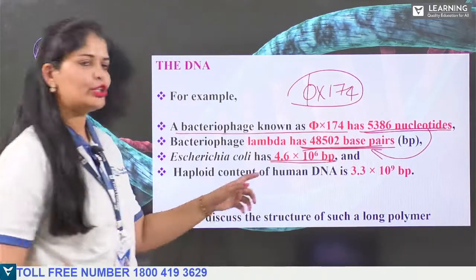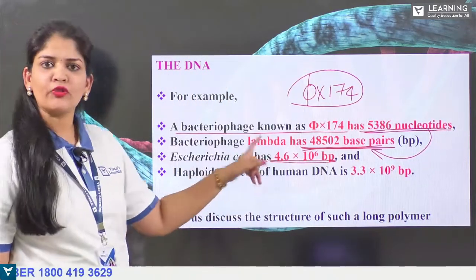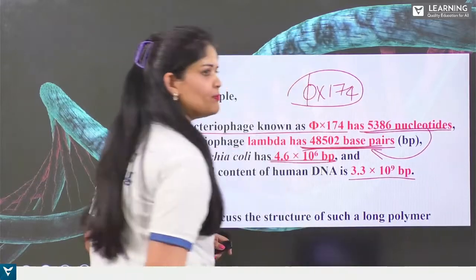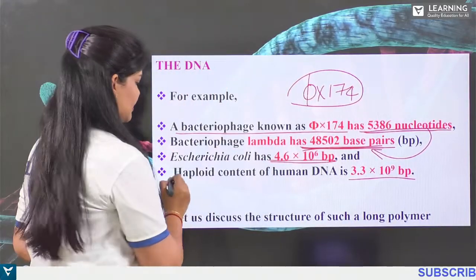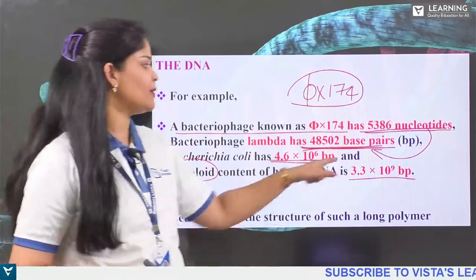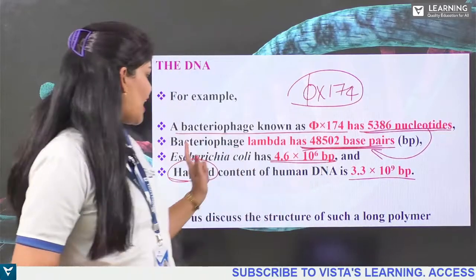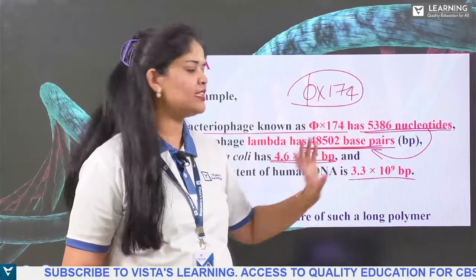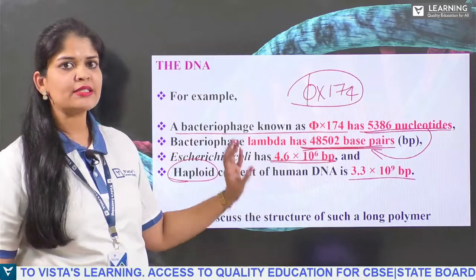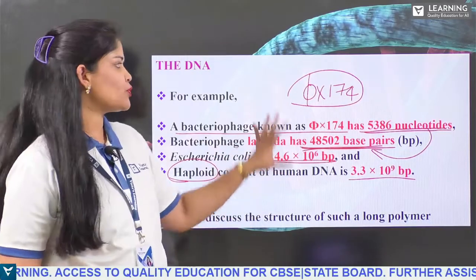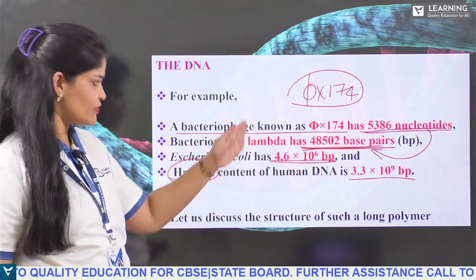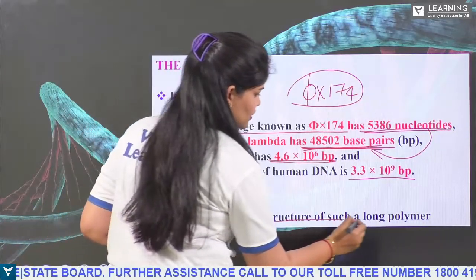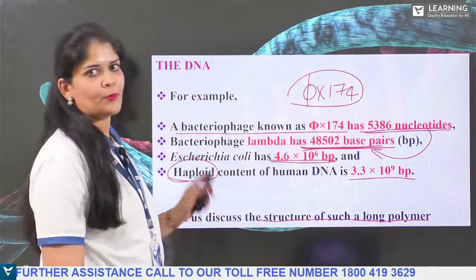And if it comes to human, the haploid content of human DNA is 3.3 into 10 to the power of 9 base pairs. This is the haploid content. If it is diploid, the content will be double, 6.6. So the haploid content of the human DNA is 3.3 into 10 to the power of 9 base pairs. All these numericals are important to remember. This will give the length of the DNA of these organisms. Now, let us discuss the structure of such a long polymer.